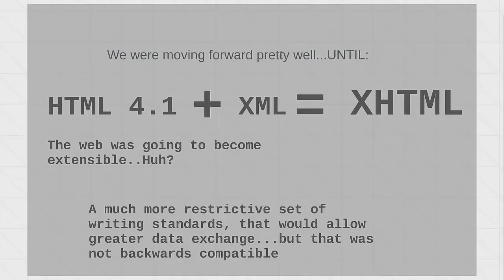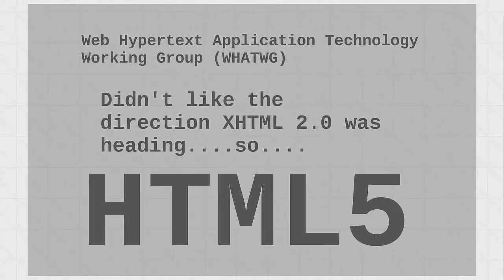So, what happened? How did we get to XHTML? We combined HTML 4.1 and XML. And again, it's a much more restrictive set of writing standards. It allows for greater data exchange, but the fact that it wasn't backwards compatible is what brought together the WHATWG group, Web Hypertext Application Technology Working Group. I'd like you to stop and look at that title for a moment. We aren't just making websites anymore. If we're doing it right, as we're moving into Web 3.0, we're making web applications.